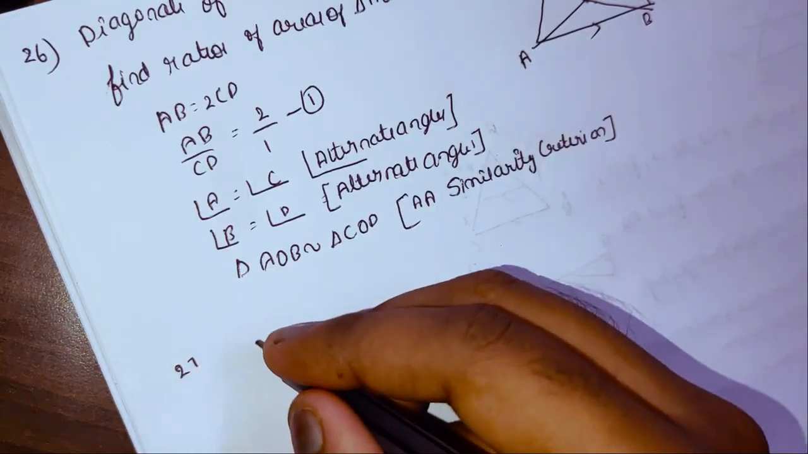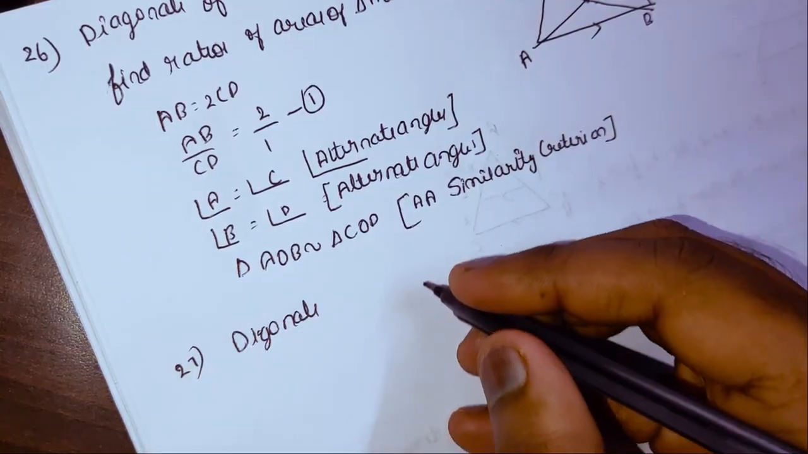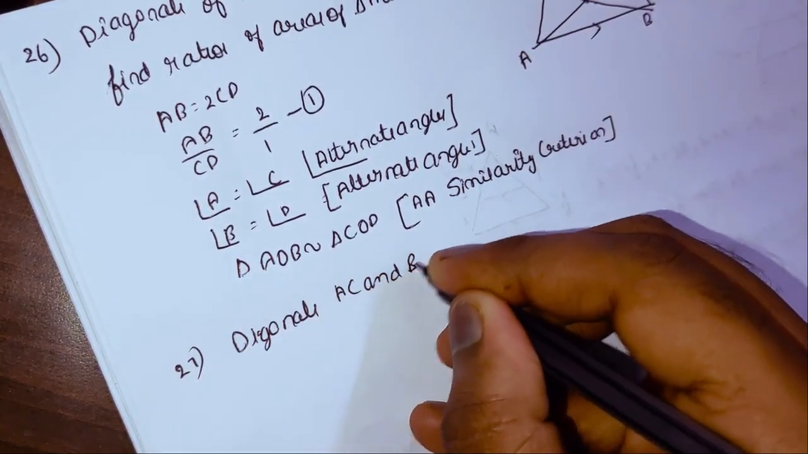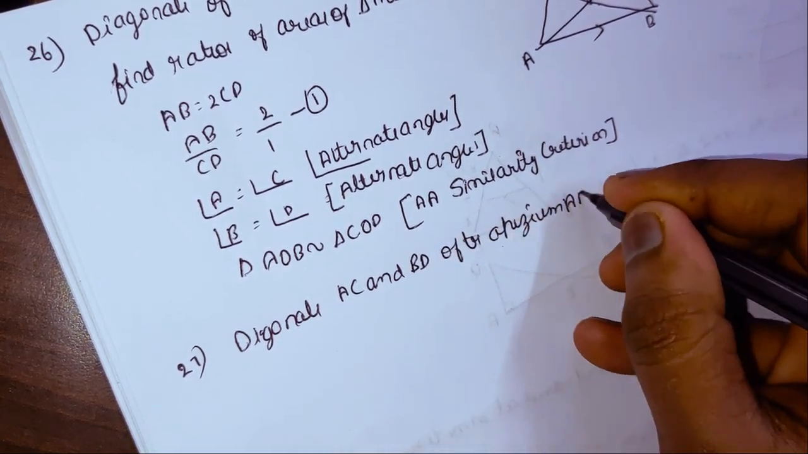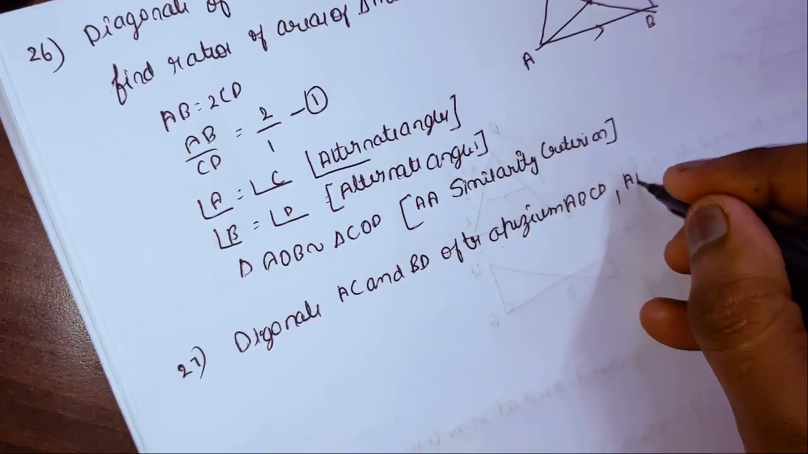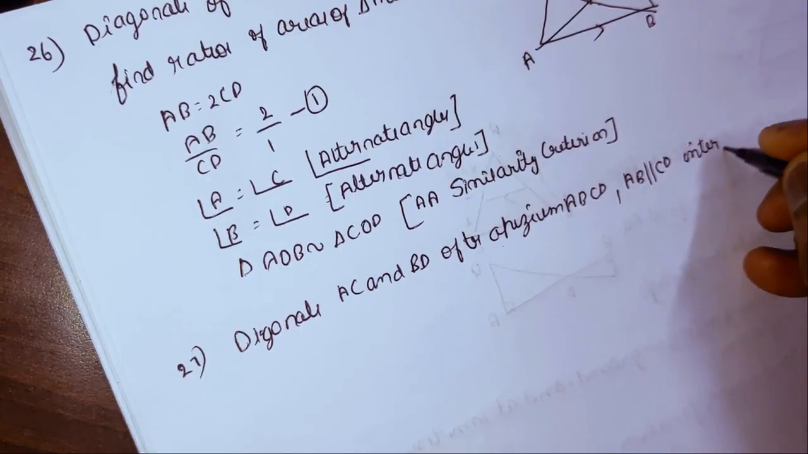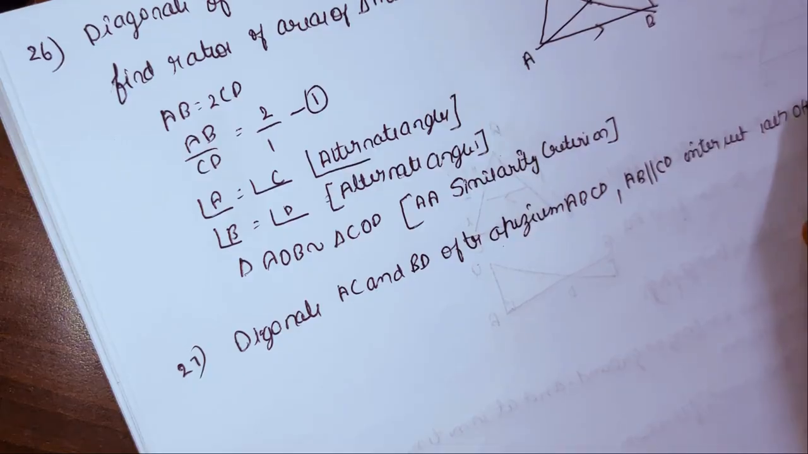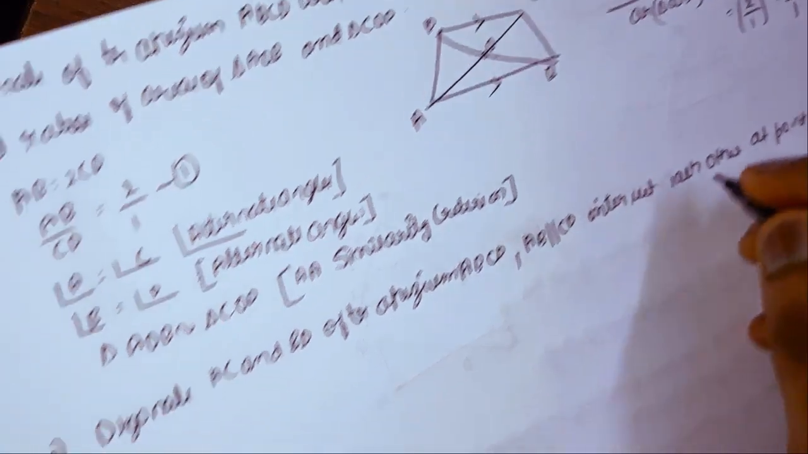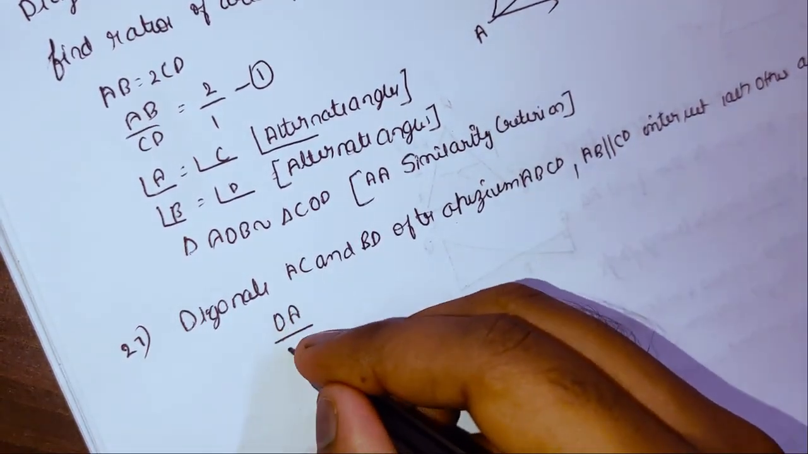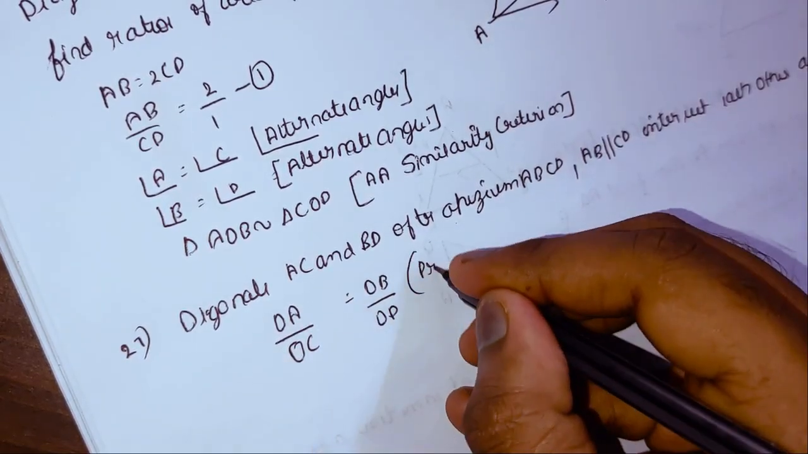27th question. Diagonals AC and BD of trapezium ABCD, AB is parallel to CD, intersect each other at point O. Prove that OA by OC is equal to OB by OD. Proof.